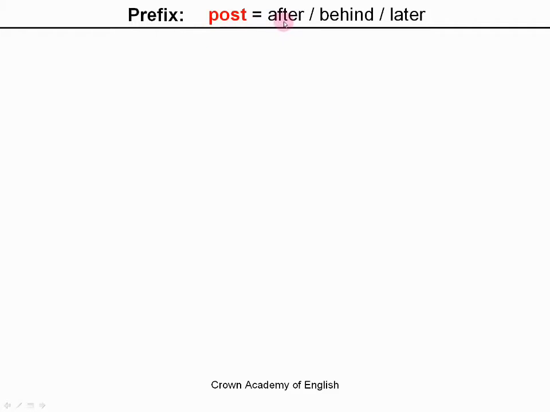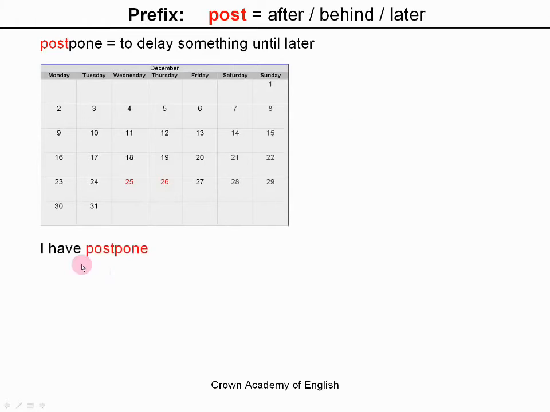Post means after, behind, or later. So there is the concept of time. A verb, to postpone, is to delay something until later. I have postponed the meeting to the 26th of December. So imagine we have a meeting on the 25th of December and we want to postpone the meeting to the 26th. Okay, so now the meeting is on the 26th. We have postponed it.